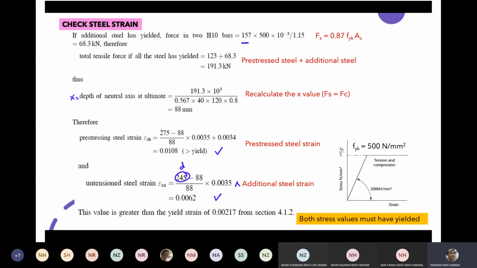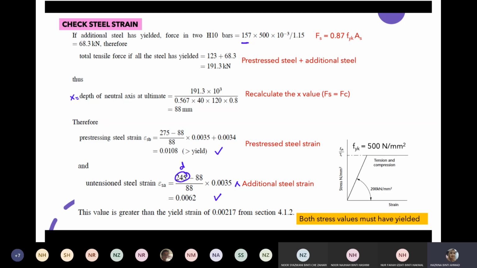So when we are considering the additional steel, or the untensioned reinforcements, we do not need to add up that value of 0.0034. So we have 245 minus 88, divided by 88, times 0.0035, which equals 0.0062.